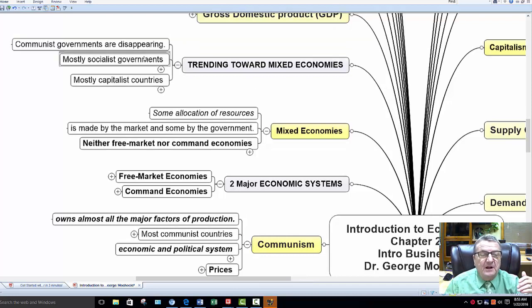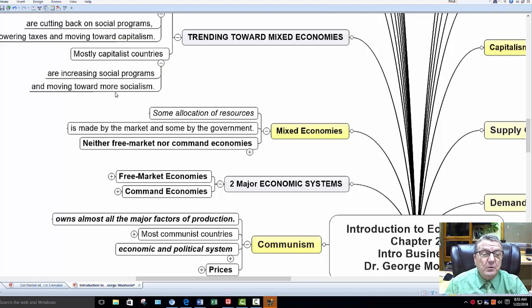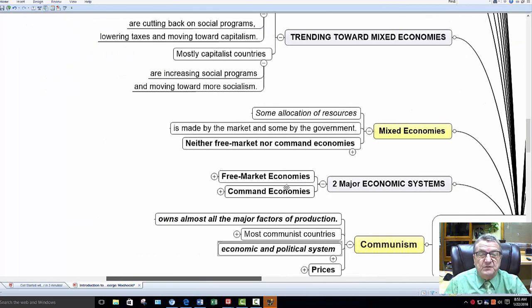Communist countries are disappearing. Most socialist countries are cutting back on social programs and lowering taxes, going more toward capitalism. Capitalist countries are increasing social programs and moving more towards socialism.